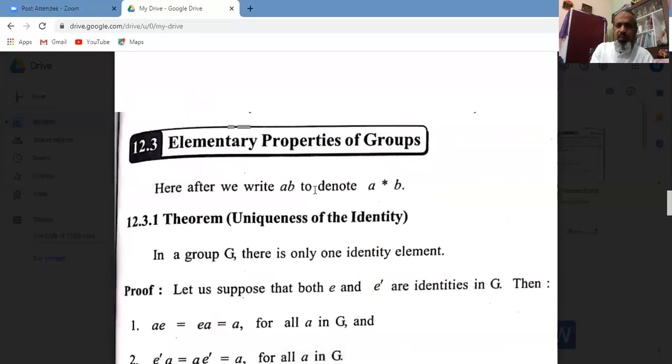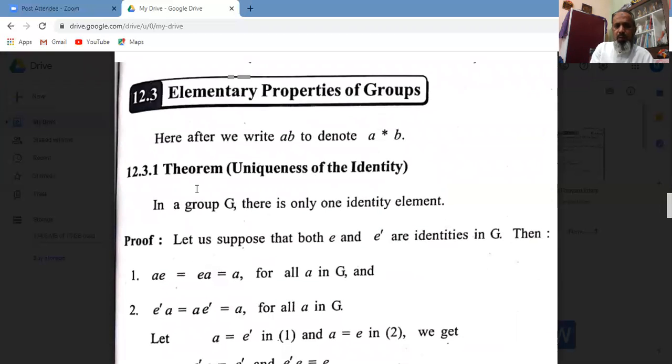Now, elementary properties of a group. Instead of using the binary operation star, we are denoting this by dot or multiplication, A into B.